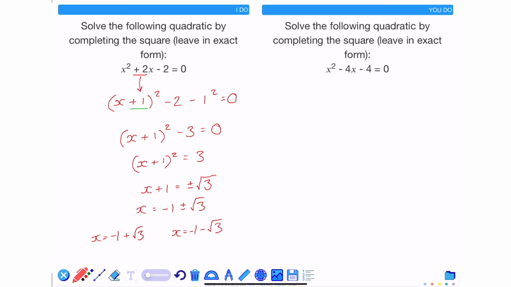square root of 3. We've now solved the original quadratic and left it in exact form through using surds. Pause the video here and have a go at the question on the right hand side. When you're ready for the answer, press play.